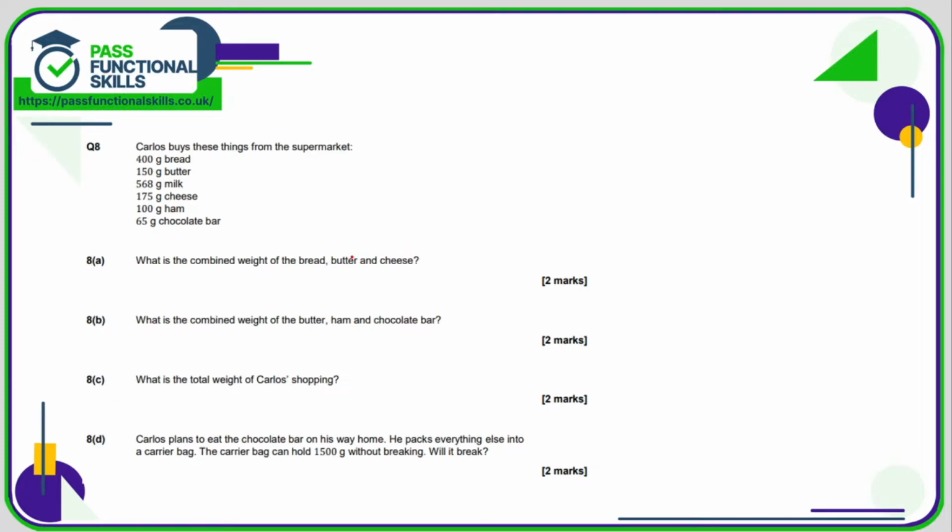Question 8, this is also a calculator question. So the combined weight of the bread, butter and cheese: 400 plus 150 plus 175 comes to 725 grams. Butter, ham and chocolate bar, that's 150 plus 100 plus 65. That comes to a total of 315 grams.